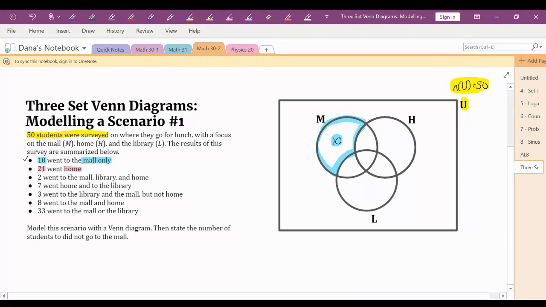21 went home. Remember that this means the entire home circle. The home circle consists of 4 regions. We don't know how the 21 is split among those 4 regions yet. So we're going to have to move on to the next statement and come back later.